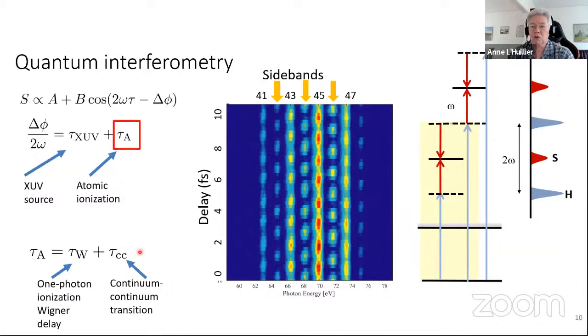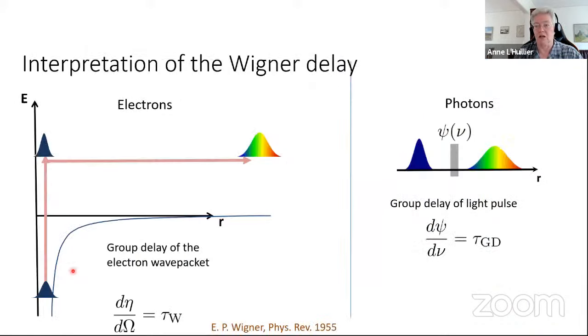This contribution is often small, at least at high photon energy, and especially it's very much independent of the atomic system, weakly depending on the angular momentum of the transition. So very often you can simply estimate this contribution. So let me now focus on the Wigner delay and give you an interpretation of this delay.